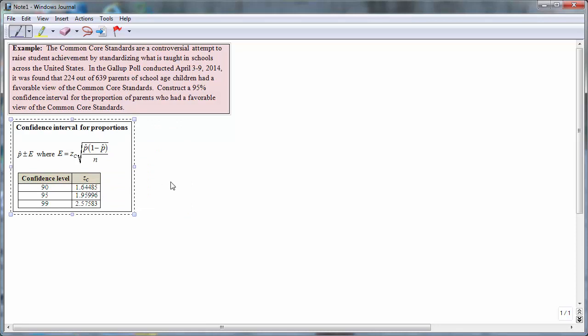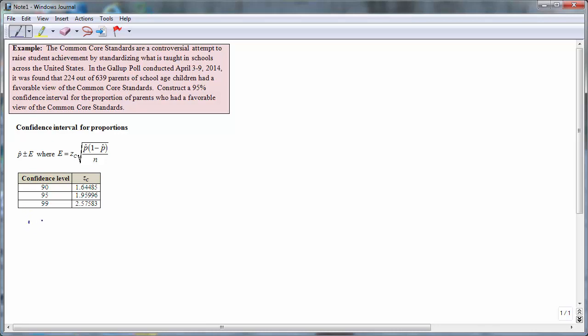We're going to compute this confidence interval using the formulas presented in the course notes and in the textbook. In this formula, p hat represents the sample proportion, which you would calculate by using part divided by whole. In this case, the number of parents who supported the Common Core standards divided by the total number of parents. n is the sample size. z sub c is the number of standard deviations needed to achieve a certain confidence level and can be read off of the table. And E is the margin of error, which indicates how accurate the confidence interval is. So as we proceed to calculate this confidence interval, let's find all the values that we need.